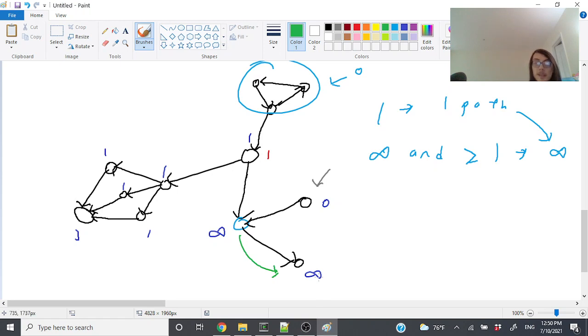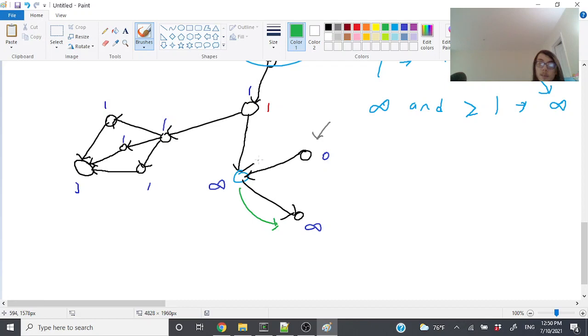We push out the number of paths from here to every other vertex. And we say that we have this many paths here, and we can go from here to here, so now we also have this many paths from here going to here.